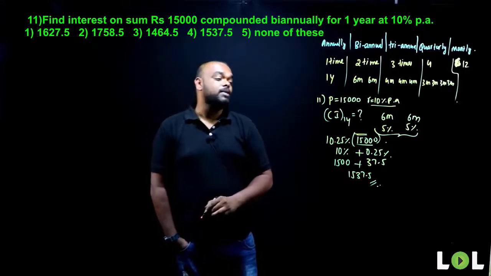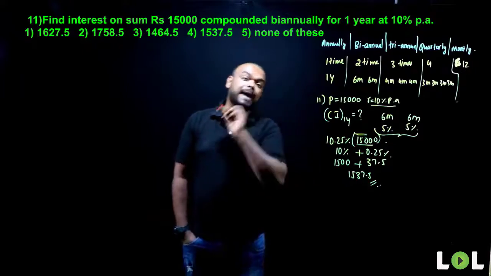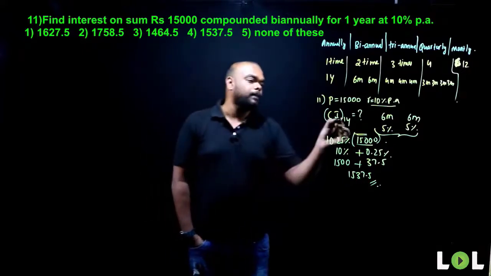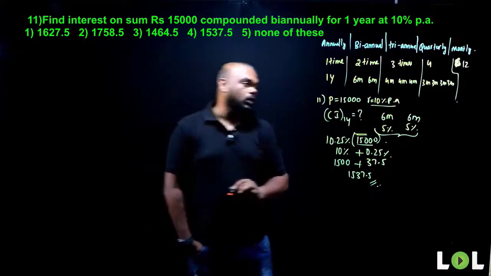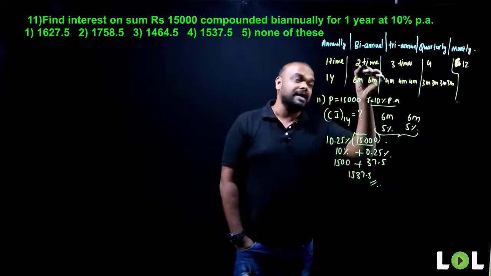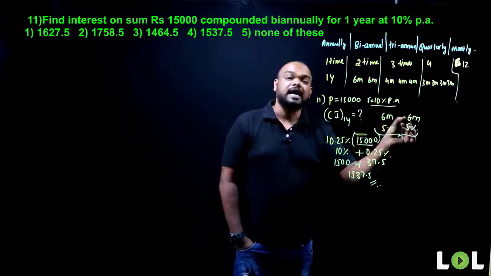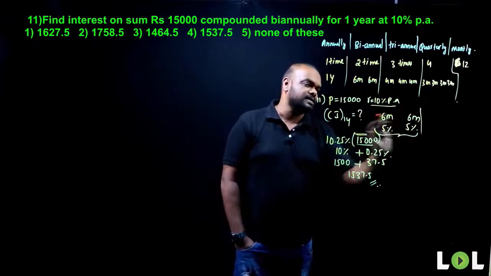Find the interest on a sum of rupees 15,000 compounded biannually for 1 year. Compound interest for 1 year at 10% per annum. Okay. So, biannually means 2 times in a year, every 6 months. And we need interest for only 1 year. So, this is the end.